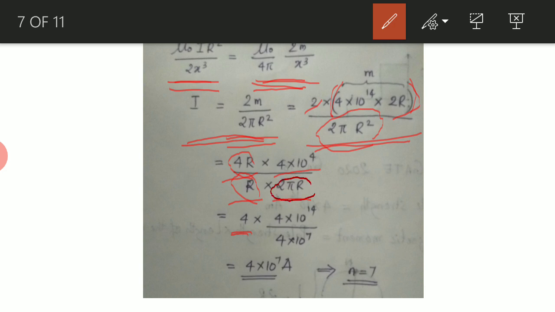2π r is the circumference. So I can substitute as 4 into 10 raised to 7. That is why I did not substitute for r yet. It will cancel out here. 4 into 10 raised to 7 and the value of pole strength 4 into 10 raised to 14 will cancel out. So the final value for current is 4 into 10 raised to 7 ampere. Now the question asks to find the value of n, which is the order of this final answer, which is 7.